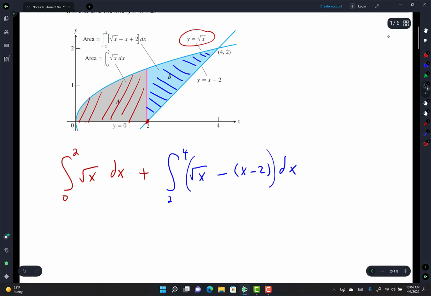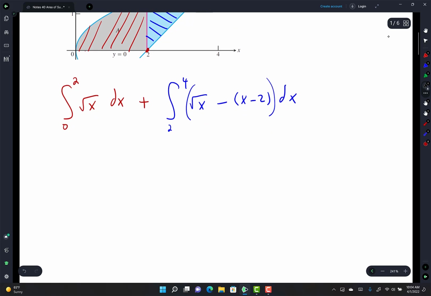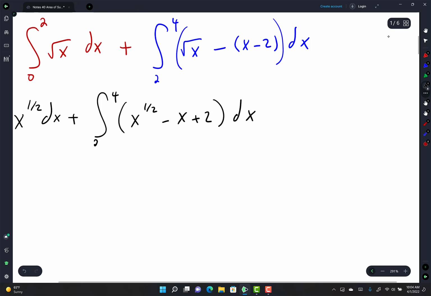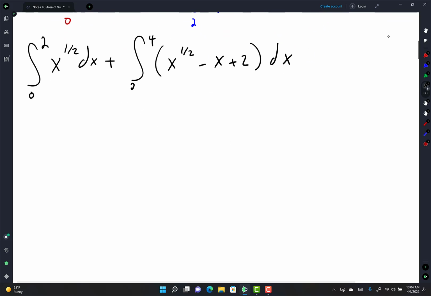Now I'm just gonna do a neutral color like black here. So here we go. You guys ready? I'm just rewriting it. So I'm making it easier for myself. Integral of x to the half dx plus integral 2 to 4, and I'm just rewriting it. X to the half minus x plus 2. All right, let's see if we can do this. Sorry guys. It does that from time to time.